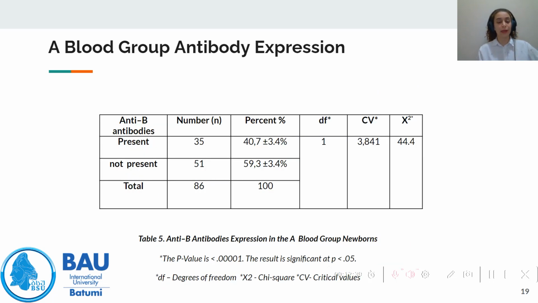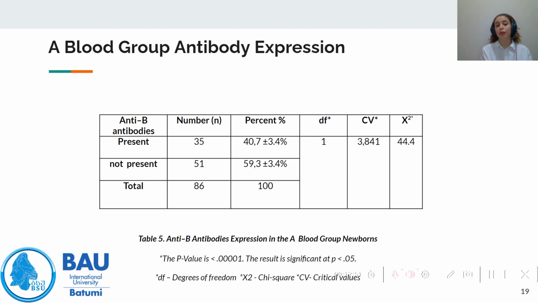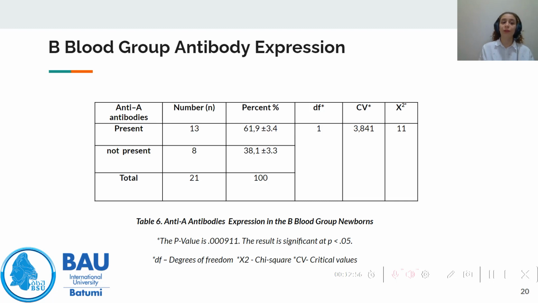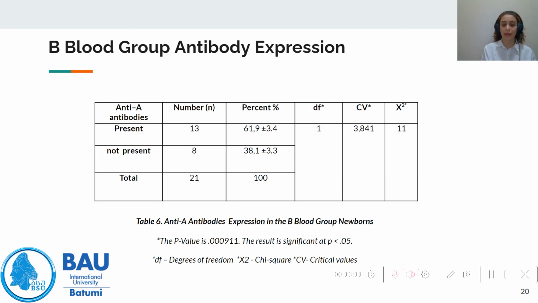Coming to the A blood group antibody expression, in the A blood group we expect to find anti-B antibodies, and that was the case in 40% of the cases. In the majority of the cases, 59%, we found none of the anti-B antibodies. Coming to the B blood group, we also expect to find anti-A antibodies, and we found anti-A antibodies in 61% of the cases, and the cases where we didn't find any of the antibodies was 38%.